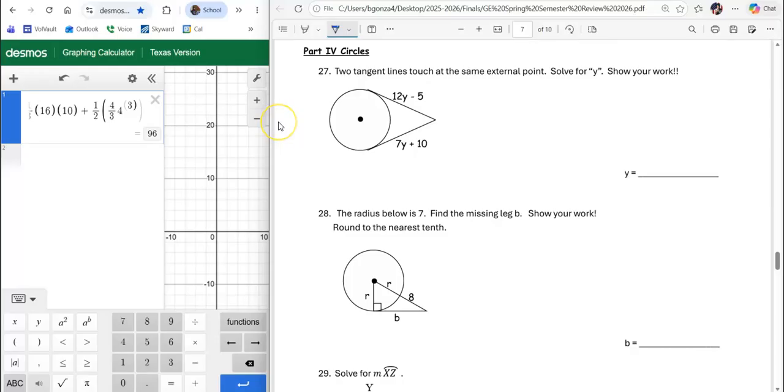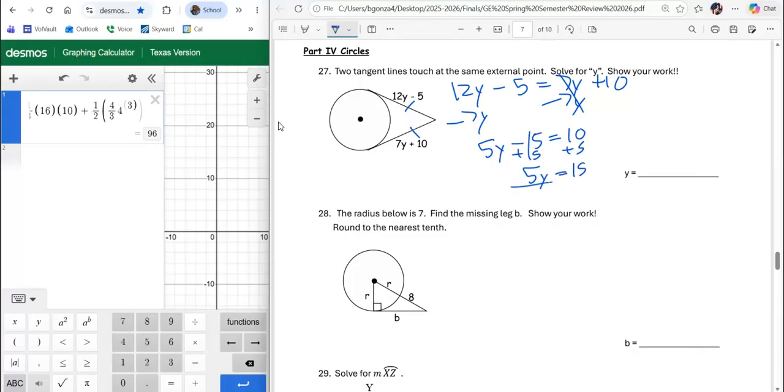All right, circles. 12y minus 5 equals 7y plus 10. So we get 5y minus 5 equals 10. Add 5, you get 5y equals 15. Divide by 5, and you get y equals 3.